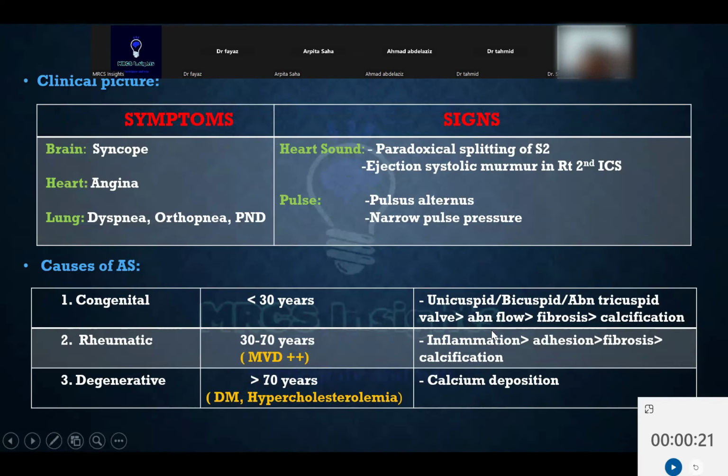And what is the pathophysiology? In case of congenital, there will be either a unicuspid, bicuspid, or abnormal tricuspid valve. So there will be abnormal flow, and eventually it becomes fibrosed and calcified. In case of rheumatic, as we all know, there will be inflammation, adhesion, fibrosis, and calcification. That is very easy. And in case of degenerative, there will be calcium deposition at the base of the valve.